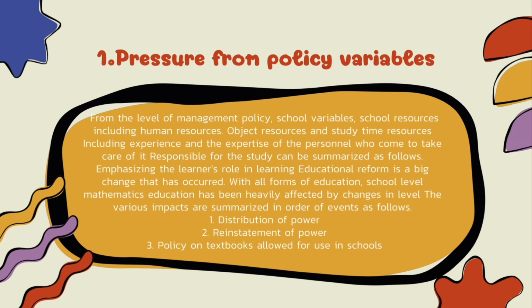Emphasizing the learner's role in learning. Educational reform is a big change that has occurred. With all forms of education, school-level mathematics education has been heavily affected by changes in level. The various impacts are summarized in order of events as follows. 1. Distribution of power. 2. Reinstatement of power. 3. Policy on textbooks allowed for use in schools.